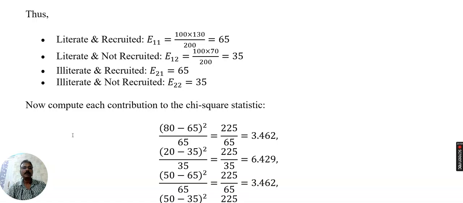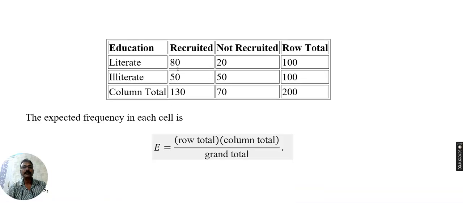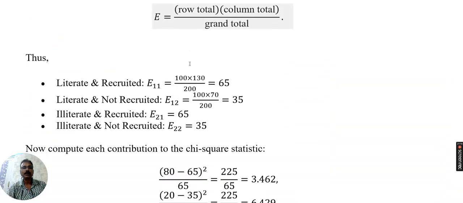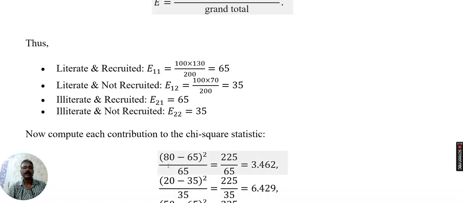Then what you have to calculate? Then you have to calculate the actual frequency or observed frequency minus expected frequency, square, divided by expected frequency. Simple. Actual frequency for cell 1 is 80. What is your expected frequency for cell 1? Expected frequency is 65. So 80 minus 65 whole square divided by 65. In this way you get this value, 3.462.